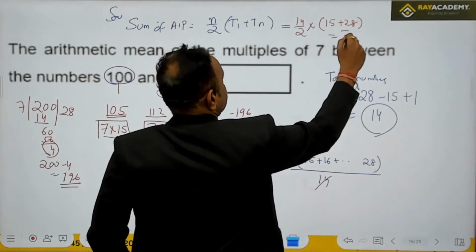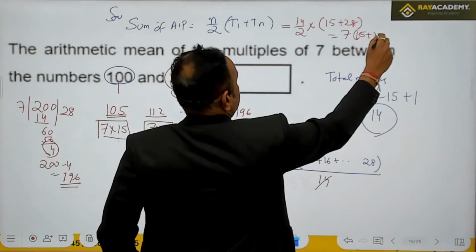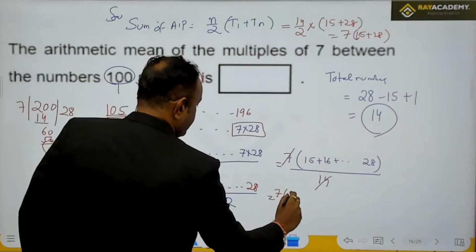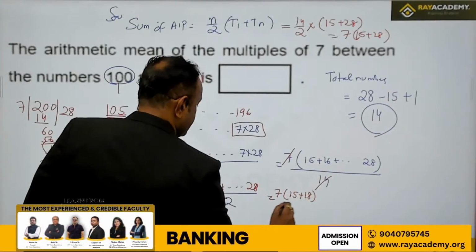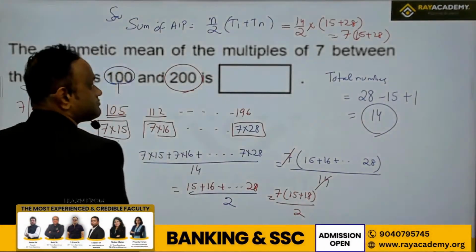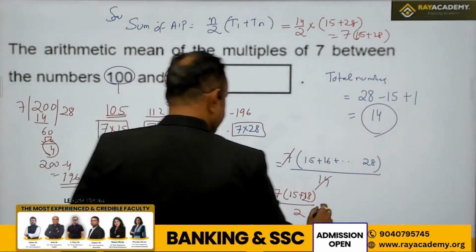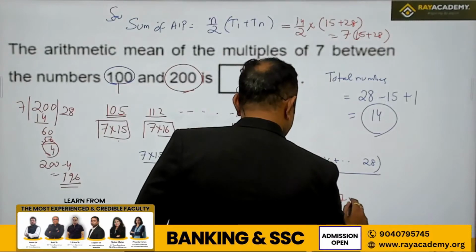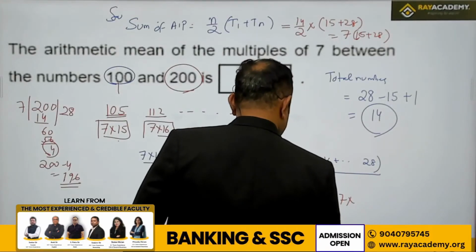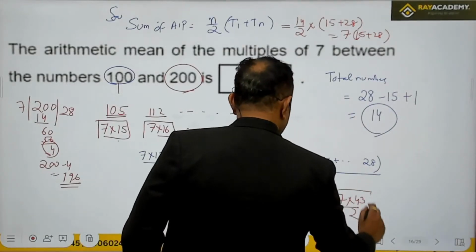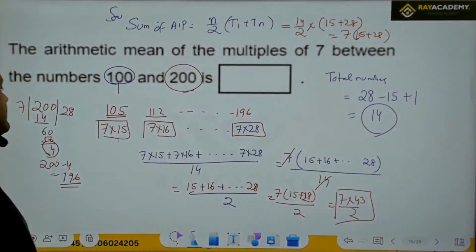So this is 7 into 15 plus 28, that is the sum of all these numbers, divided by 14. 15 plus 28, not 18. This will give you 7 into, I think, 43 by 2, some decimal number. So that is your arithmetic mean of the multiples of 7 between the numbers 100 and 200.